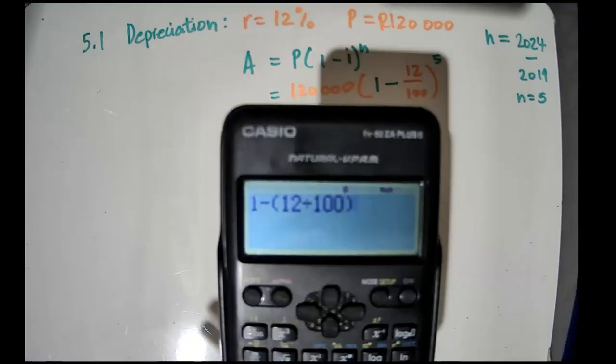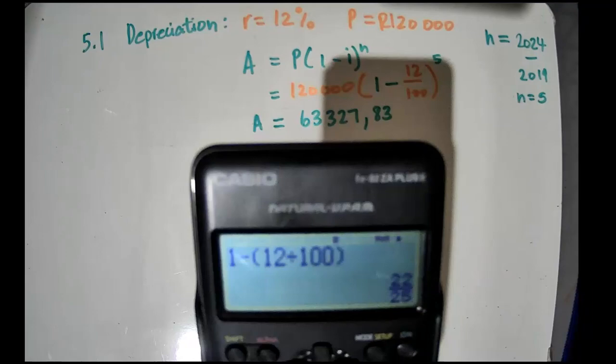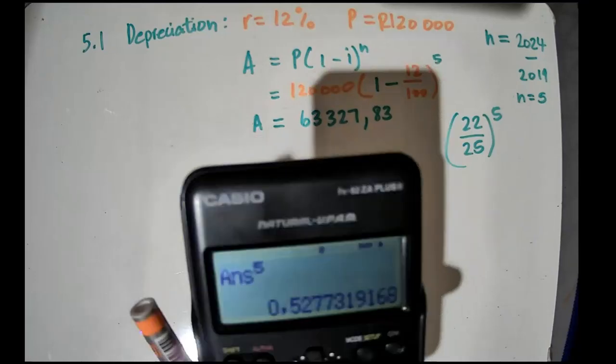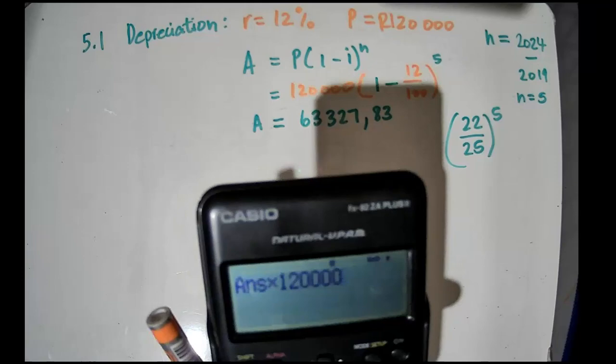Using your calculator, you will need to punch in the bracket first. 1 subtract, open bracket, 12 divided by 100. Right? You will get this answer, and then you're going to put it to the power 5. Putting it to the power 5, punching in equal to, leave all that decimal perfectly how it is, and multiply that full decimal by 120,000. In this step, you must never round off, and multiply it by 120,000. You will get the answer on the screen.